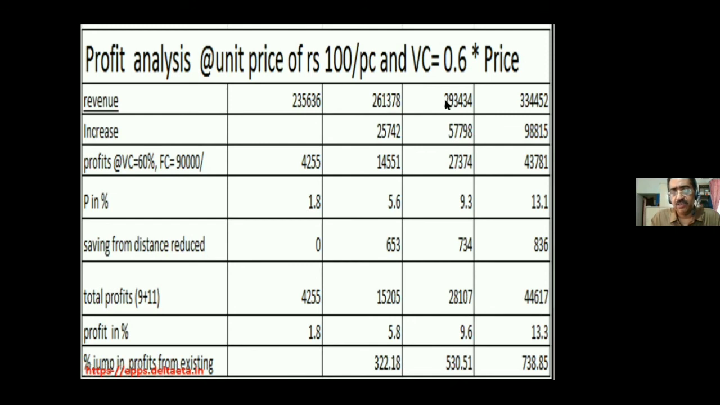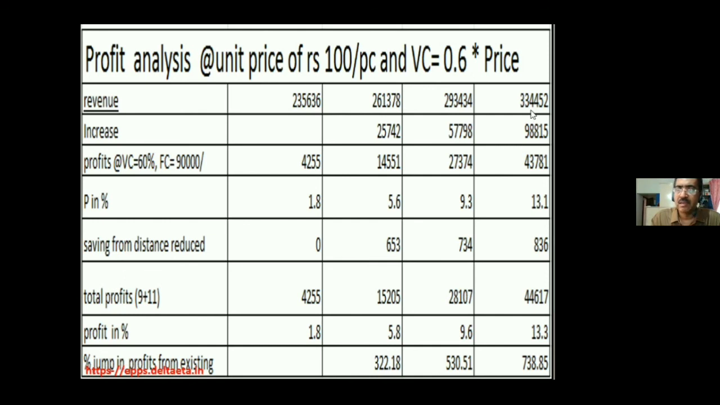After the second change, the revenue becomes 2,93,000. From 2,93,000, you find that the profits become 27,394. So the profits almost doubled from the previous, but go almost 5 times from the initial stage. See, from 1.8, it has jumped to 9.3. So you call it a 500% improvement in the profits.